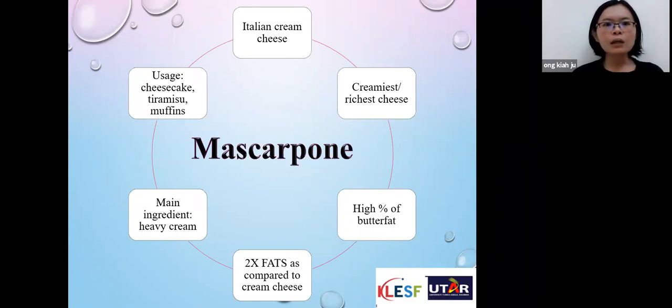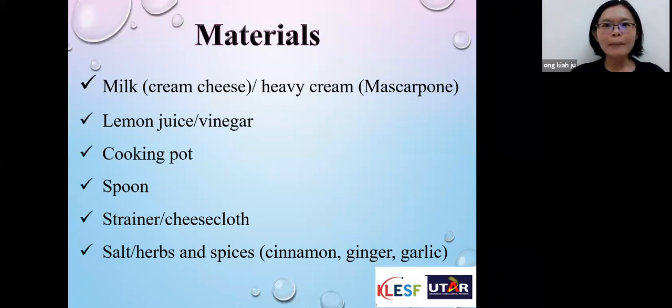Normally we use mascarpone for cheesecake, for tiramisu, and also for some muffins. So that's a little bit of introduction about cream cheese and also mascarpone. Now let's move on to the materials that we need while making cheese.